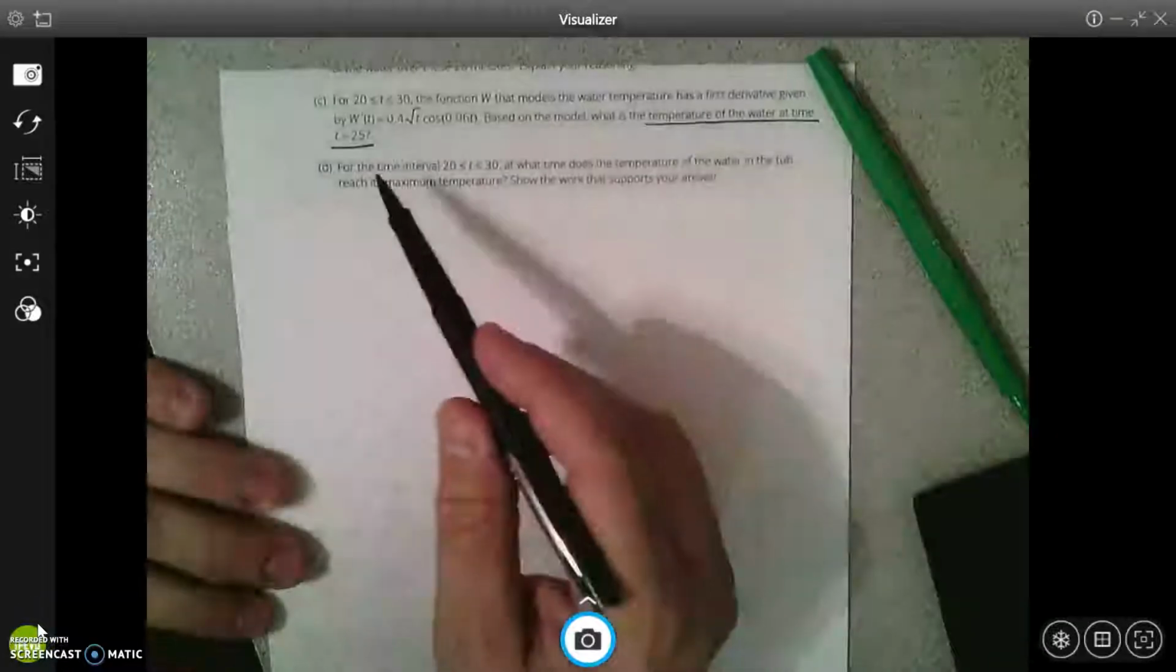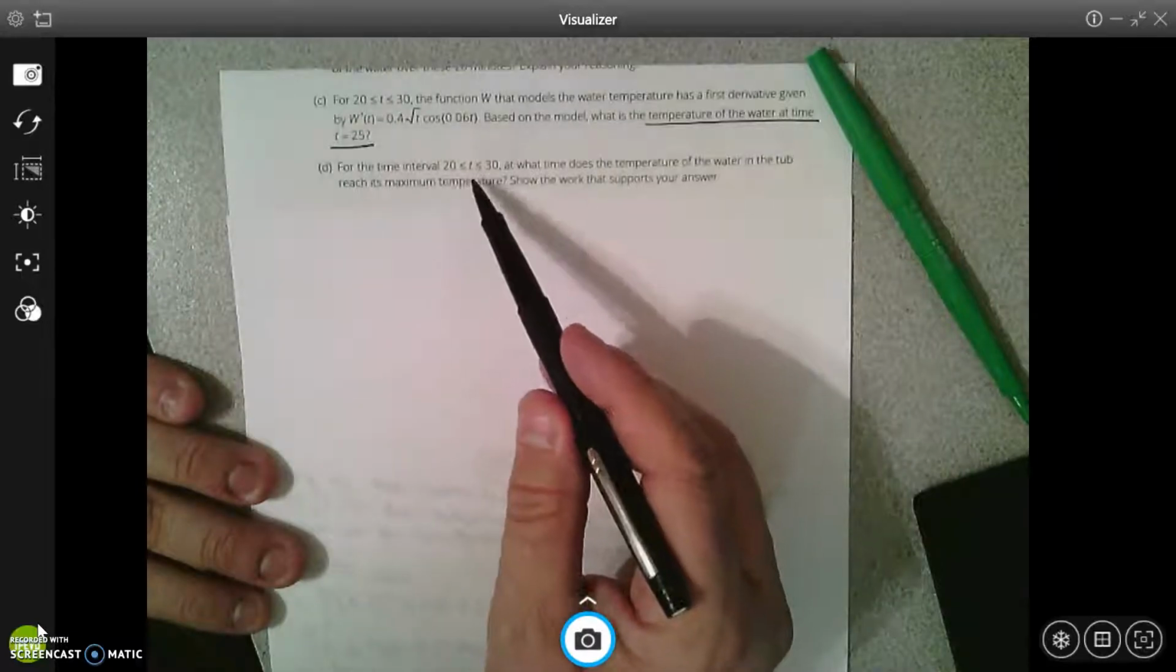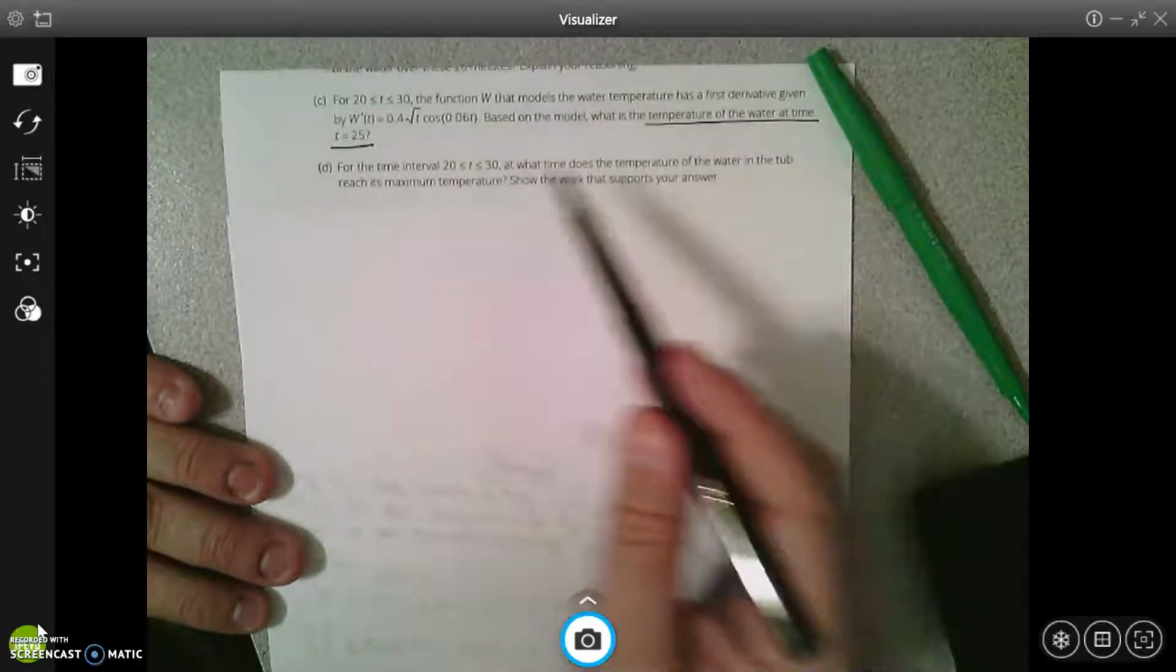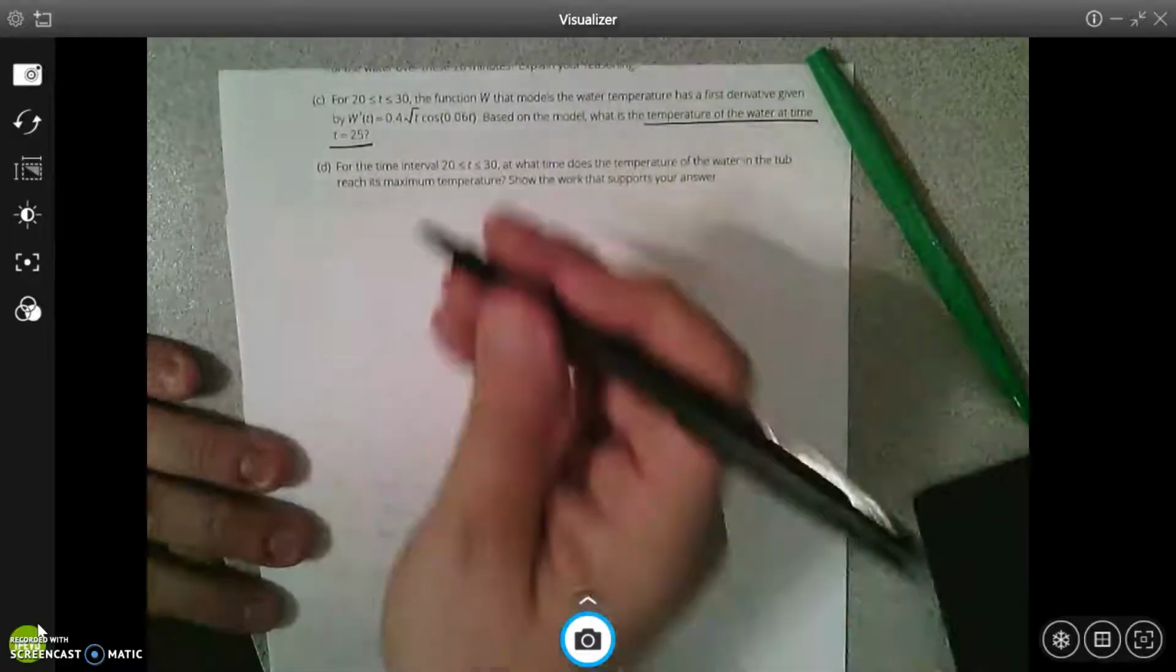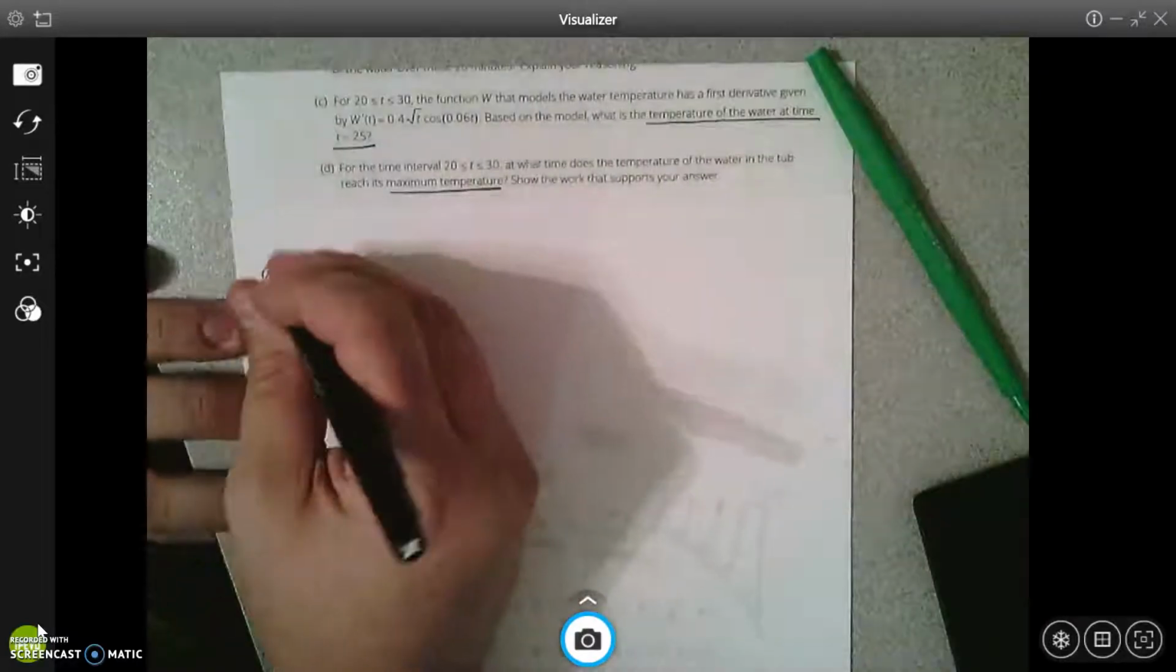All right, let's wrap this up. In part D, for the time interval 20 less than or equal to t less than or equal to 30, at what time does the temperature of the water in the tub reach its maximum temperature? Not what is the maximum temperature, but when does the temperature reach its maximum?